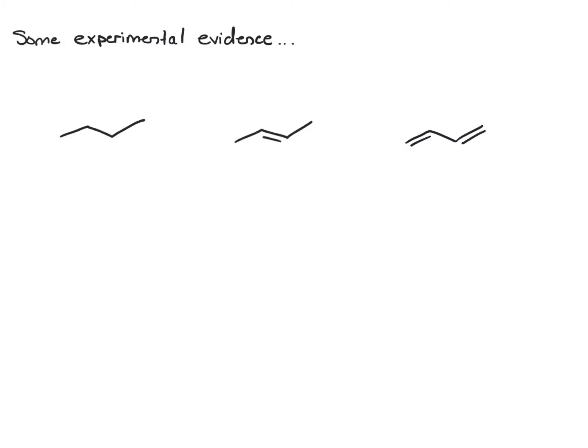Let's take a look at some experimental evidence and see the difference between a single bond, a double bond, and a conjugated diene. So if we look at the central bond in each of these 4 carbon molecules and measure the bond length, for the carbon-carbon single bond, the bond length is 153 picometers. You should expect the double bond to get shorter, and it does. The double bond is 134 picometers.